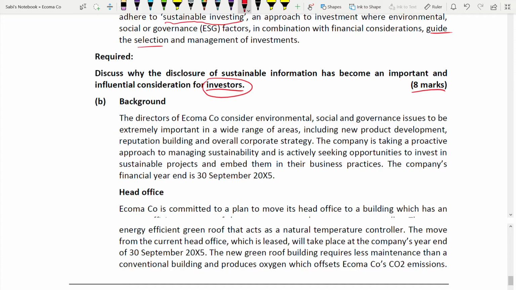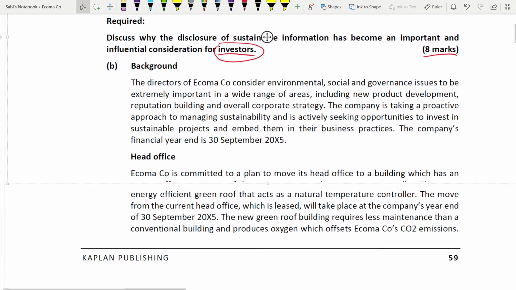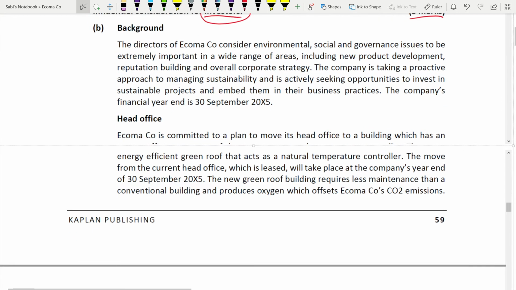The company's financial year ended 30 September 2005. Anyway, that's not so important for this. Head office is committed to a plan to move its head office to a different building, which has an energy efficient green roof that acts as a natural temperature controller. The move from the current head office, which is leased, takes place at the company's year end.